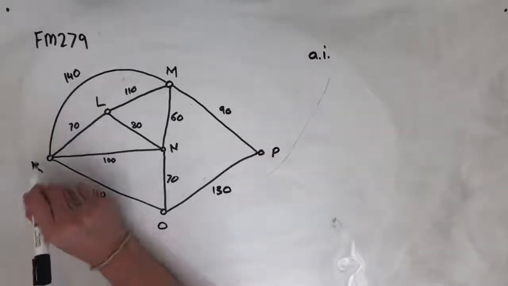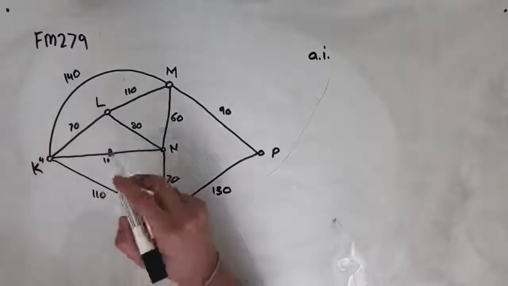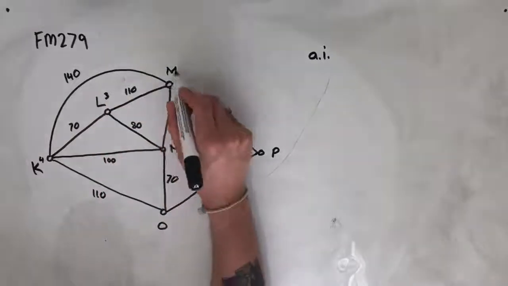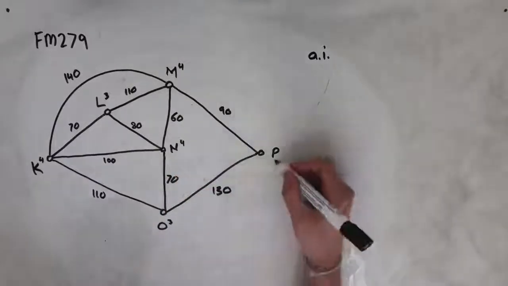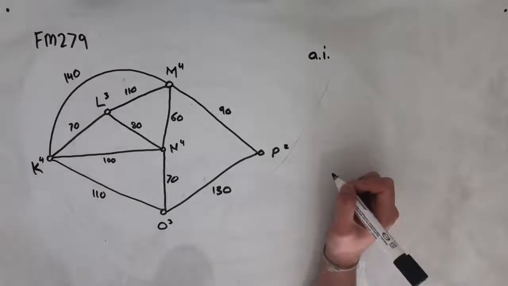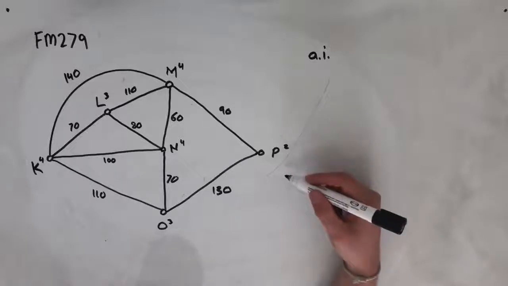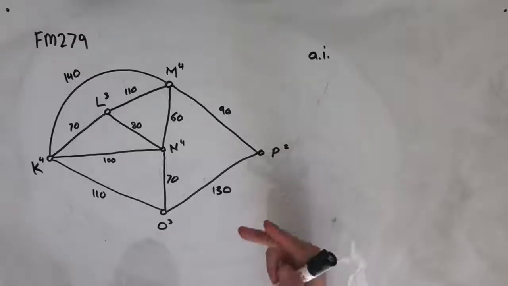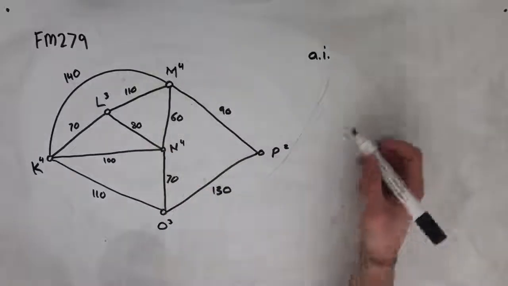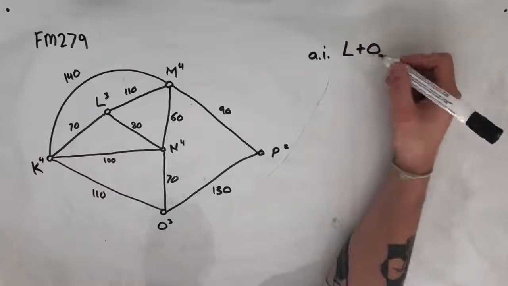So what we're going to start off by doing is just giving each of our vertices their degree. So K has a degree of 4, L has a degree of 3, M has a degree of 4, N has a degree of 4, O has a degree of 3, and P has a degree of 2. Now, by now you guys should be starting to learn that if we're going to have an Eulerian trail and not a circuit, we are looking at all of our vertices being even except for 2. And those 2 odd vertices, in this case L and O, are going to be our start and end points. So if we start at L, we will end at O, and if we start at O, we will end at L.